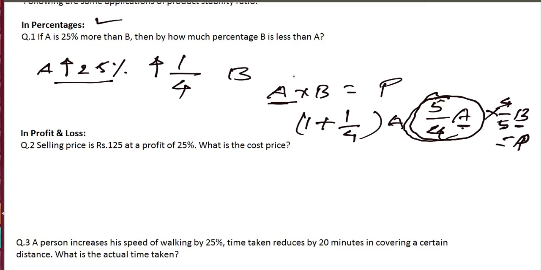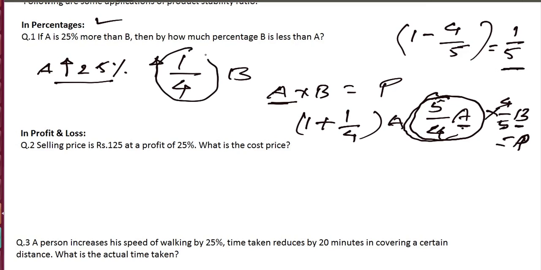So that means now A is becoming 5/4, so B will become 4/5. So B is becoming 4/5. That's why it has to be reduced by 1 minus 4 by 5. That is 1 by 5. So B has to be decreased by 1 by 5. That means if A is increasing by 1/4, B will decrease by 1/5.